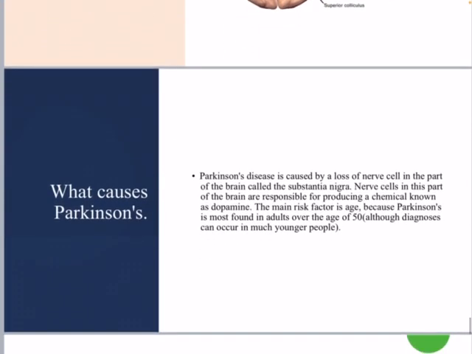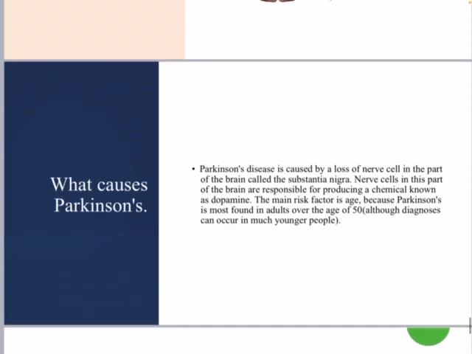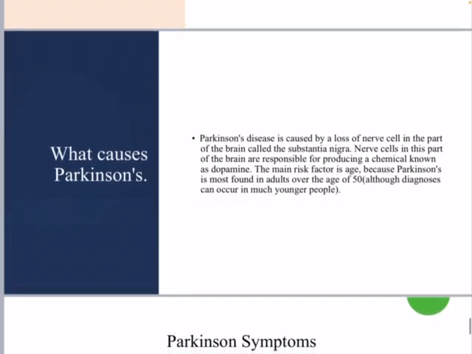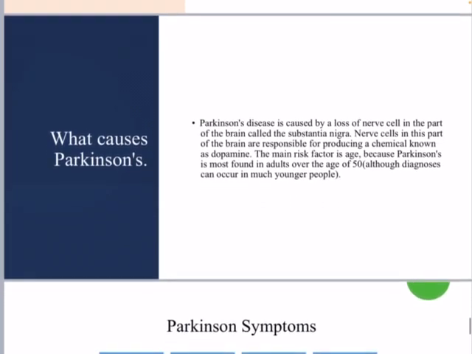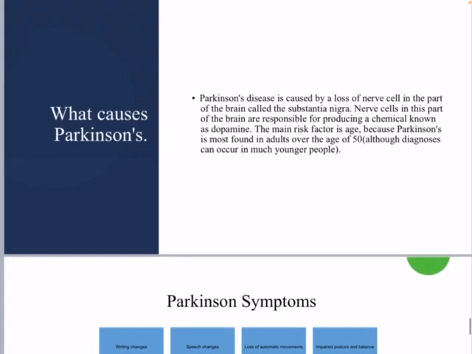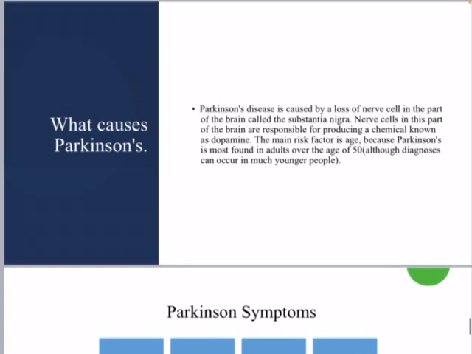What causes Parkinson's? Parkinson's disease is caused by a loss of nerve cells in the part of the brain called the substantia nigra. Nerve cells in this part of the brain are responsible for producing a chemical known as dopamine. The main risk factor is age, because Parkinson's is most found in adults over the age of 50, although diagnosis can occur in much younger people.